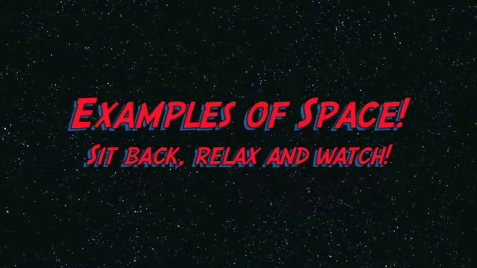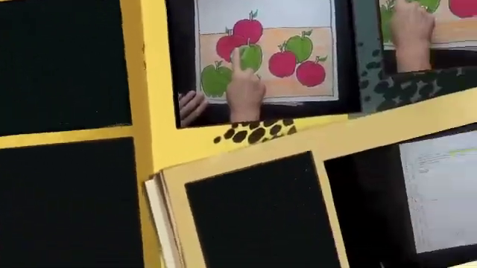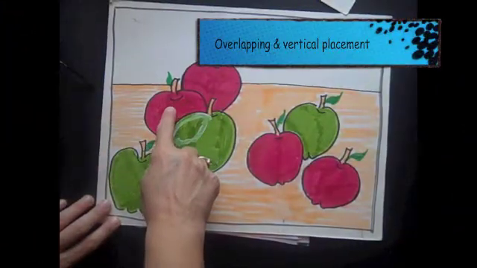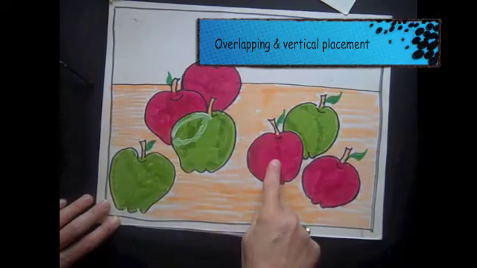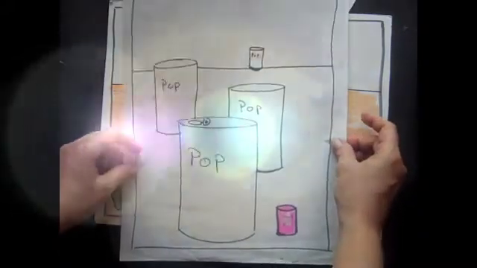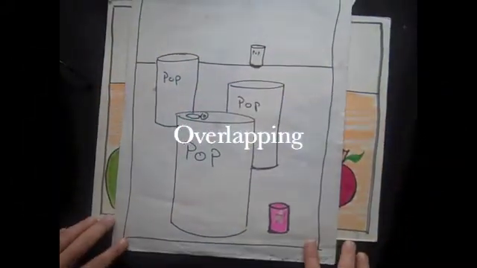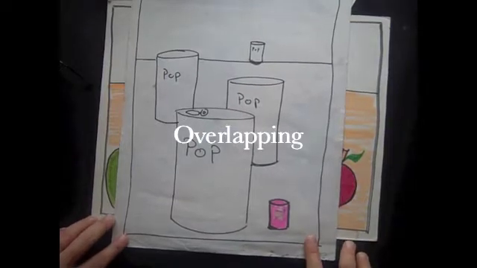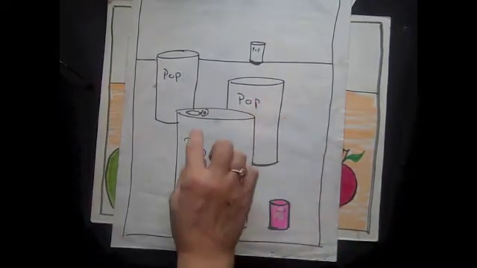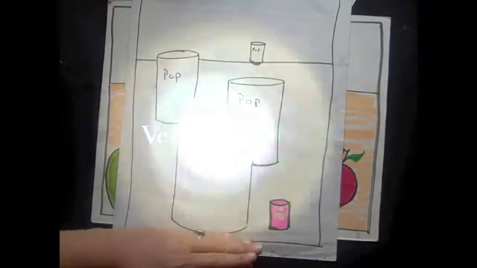Sit back and relax and watch the examples of space. Space is created here with overlapping, one apple in front of another apple. Vertical placement is also used. This composition has overlapping, one pop can in front of the other.